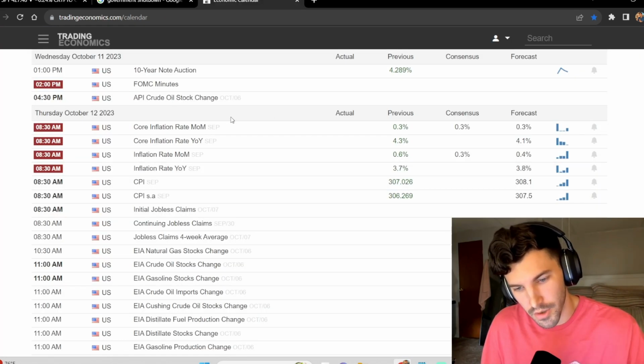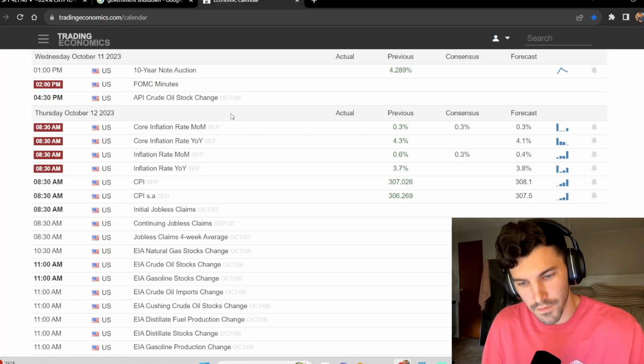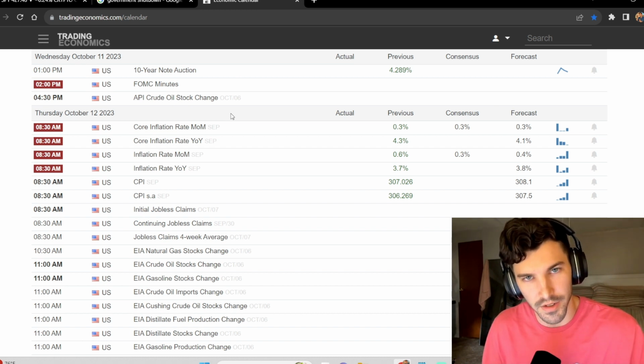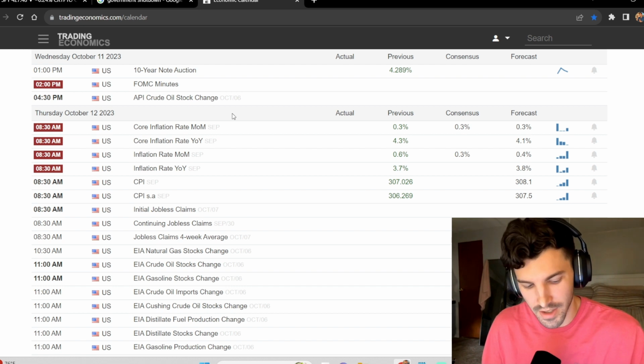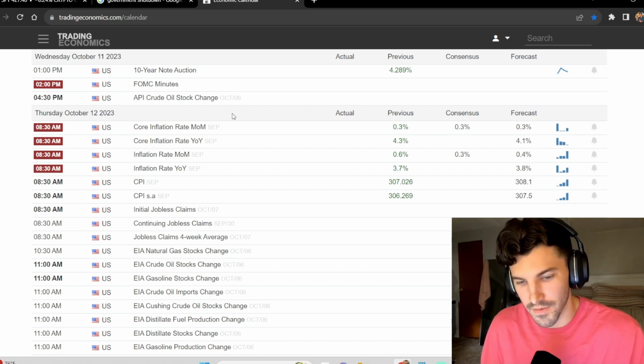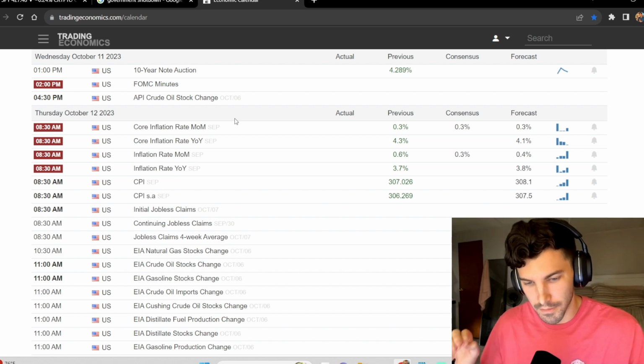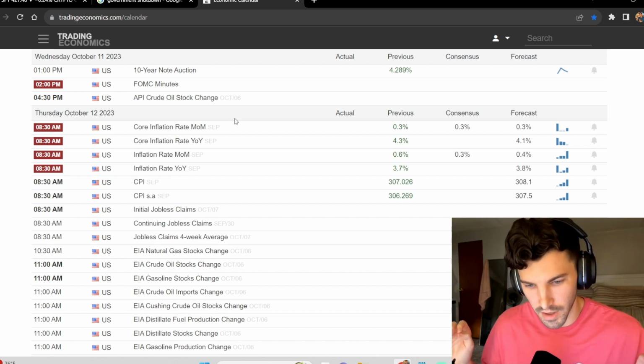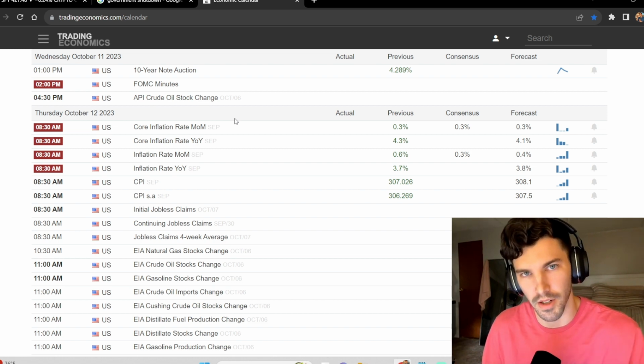October 12th, the core inflation rate month over month, the core CPI comes out on the 12th. Okay, so the CPI, if this is able to come in hotter than expected, people will see that as very, very bad news, and then we could see that crash to the downside. But if this actually comes in lower, this could extend us to the upside. So it is going to be a very, very important date to mark on your calendars.